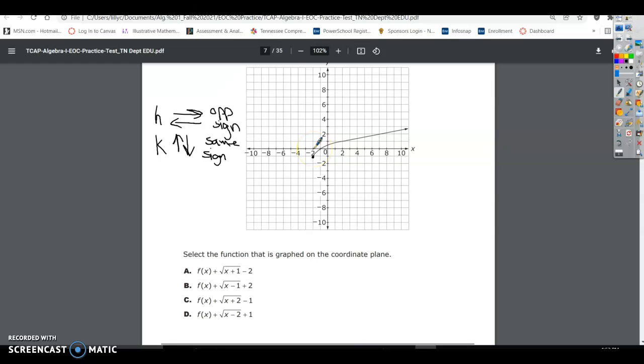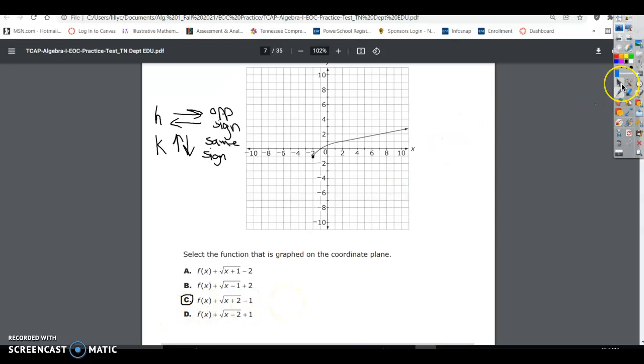Left is a negative movement, but remember it's going to be opposite the sign, so we need a plus 2. So it's probably going to be this one. And then we go down 1. And when you go up or down, it's the same sign. So C is the only one it could be.